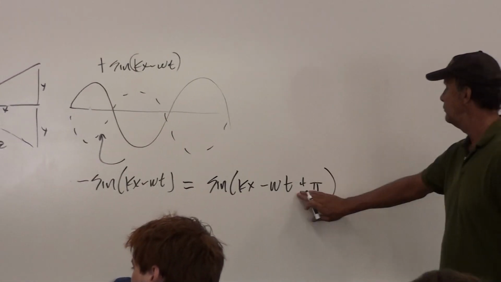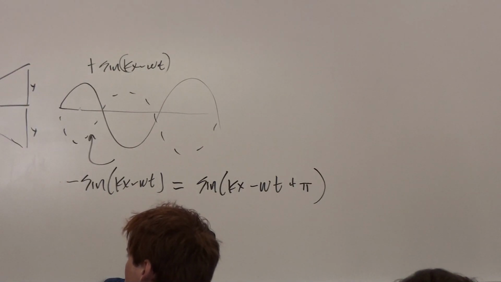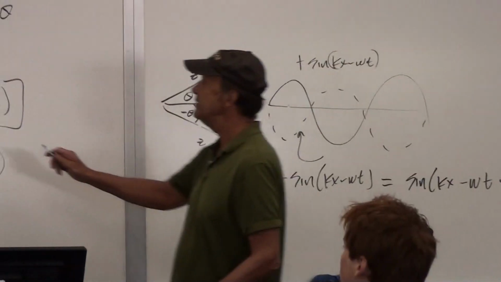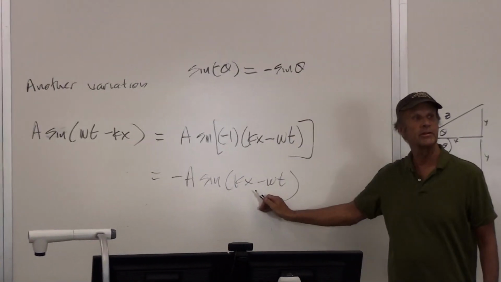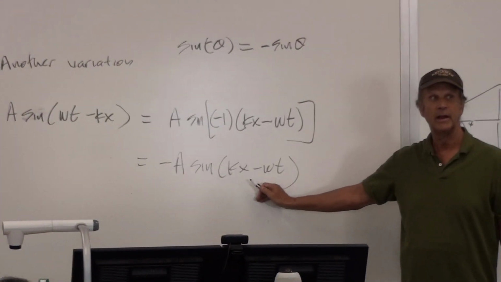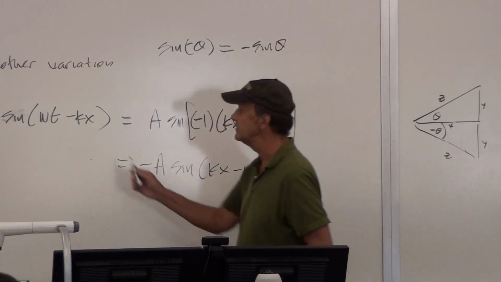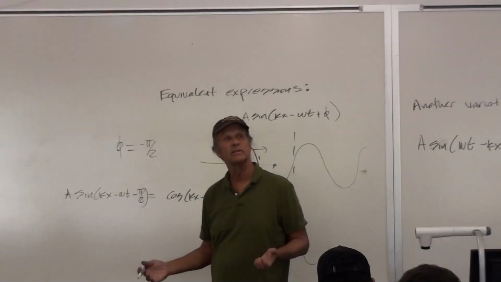And then we decide which one of these we want depending on other initial conditions that were given in the problem. But can you see that this expression is equivalent to this expression, but just for the shifted phase angle? That's the important point here. And so we can turn something that's an omega t minus kx into a sine of kx minus omega t just by shifting the phase angle.